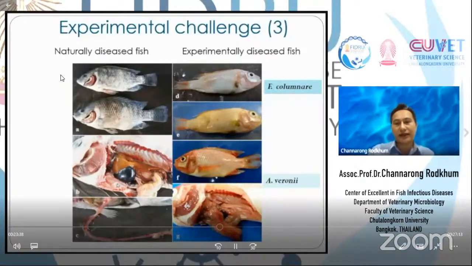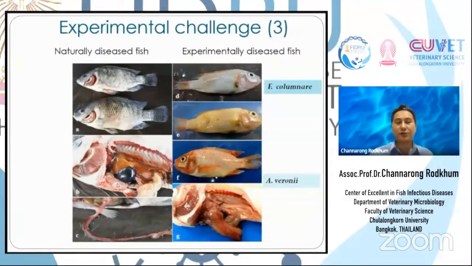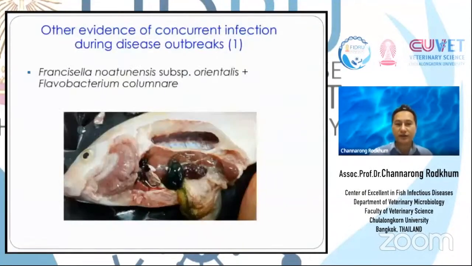After we finished the experiment, we found that the experimental fish infected with a specific pathogen like F. columnare or Aeromonas veronii showed the same clinical signs that we found in naturally diseased fish. The same was true for Francisella noatunensis subspecies orientalis. Then we can conclude that the outbreak of disease in the area that we observed does not come from only a single pathogen, but from mixed infection or concurrent infection.